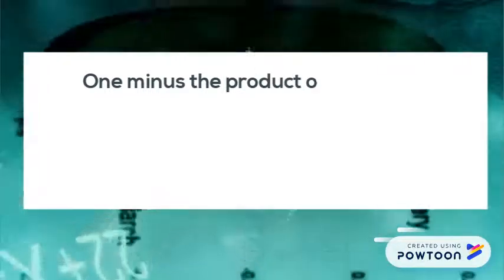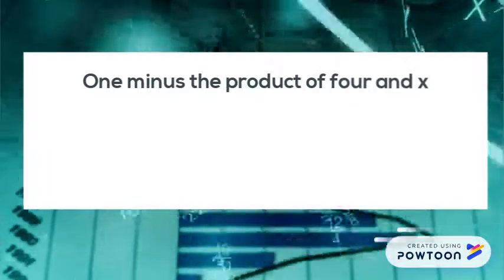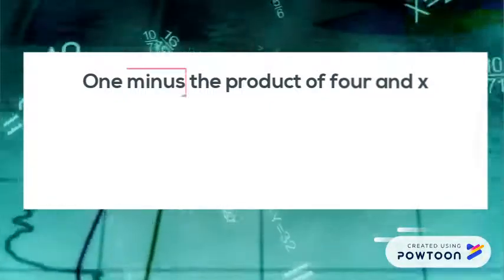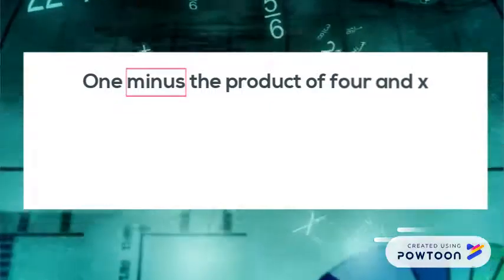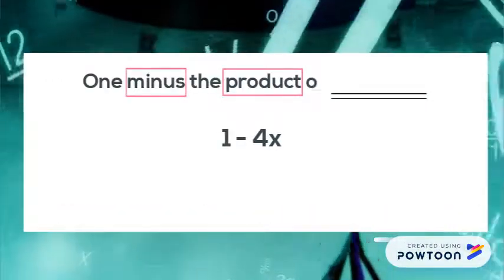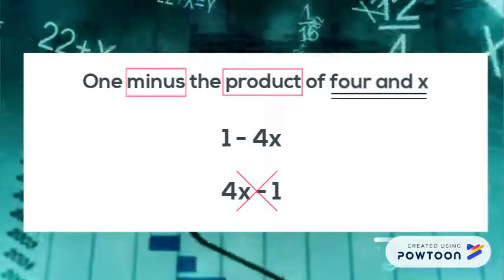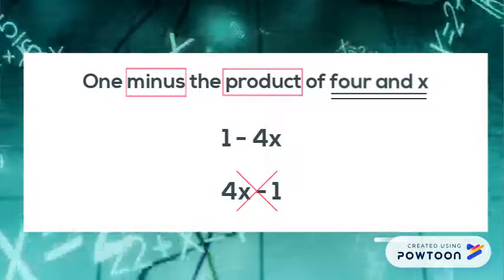Let's look at another example. 1 minus the product of 4 and x. Once again, let's highlight the keywords in this statement. Minus tells us subtraction will be present, and the product tells us multiplication will be present. Now this can be written as 1 minus 4x. Now remember, it can't be written as 4x minus 1 since subtraction does not have the commutative property.